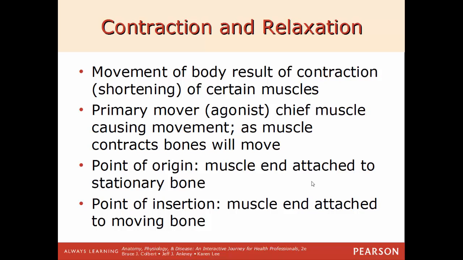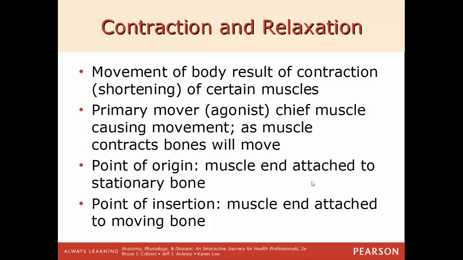So the way your body moves is the result of certain muscles contracting, or getting shorter. Now, the primary mover is the chief muscle that causes the movement, and there's a special term for that muscle: it is called the agonist. And so as these muscles contract, it causes the bones to move.